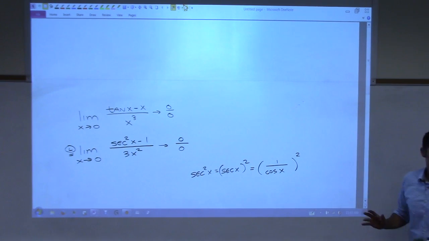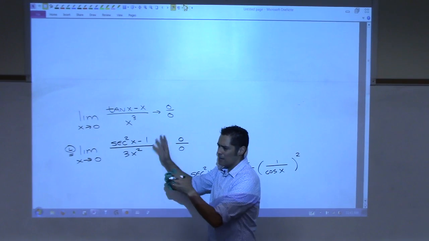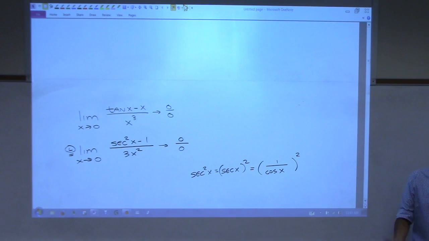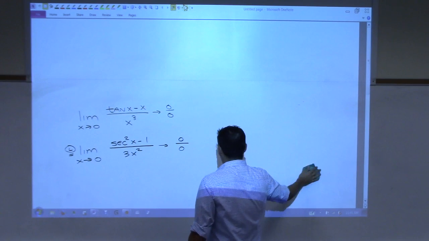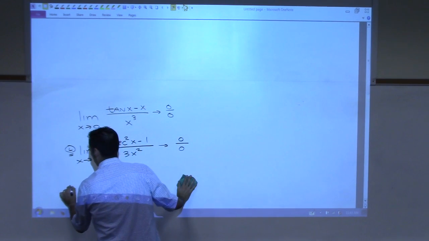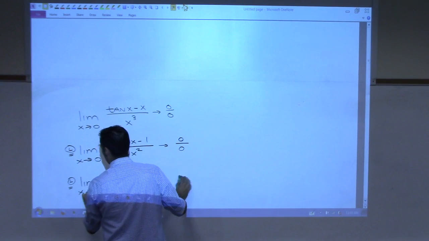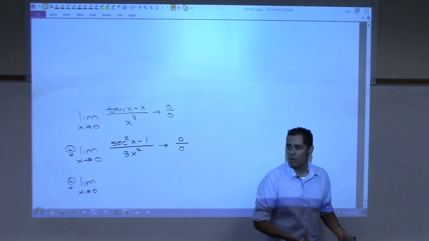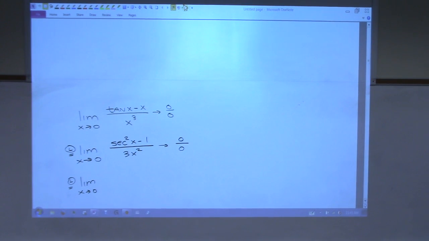I don't see any algebra we can do there because there's no way we can combine this x squared up here to get things to cancel. So let's just go again. L'Hopital. Yes, that's what we were just saying, that you could rewrite secant squared x minus 1 as tangent squared x. You could, but I'm not going to do it. I'm just going to leave it as it is.